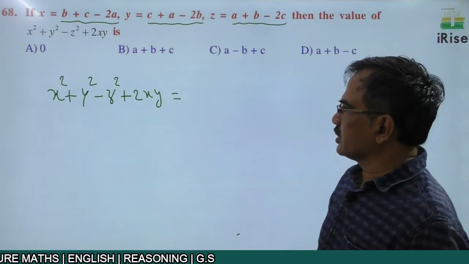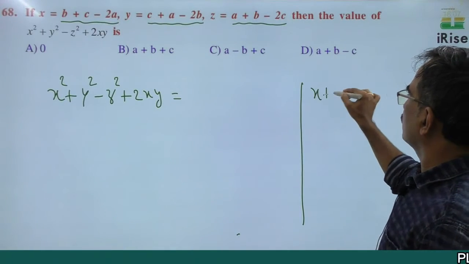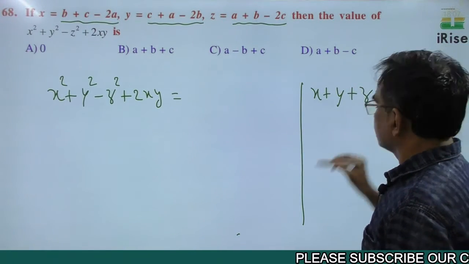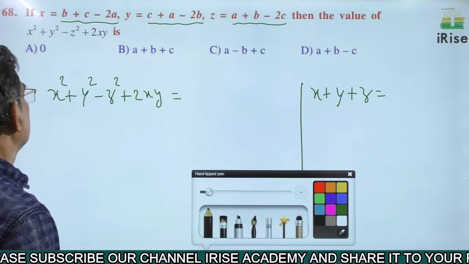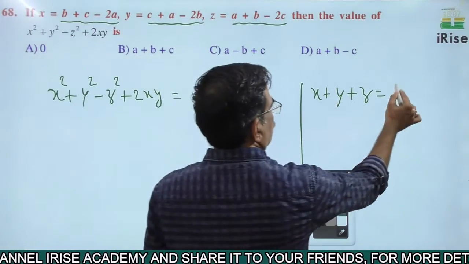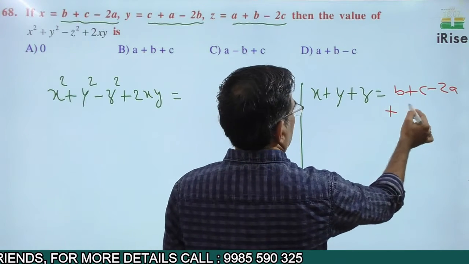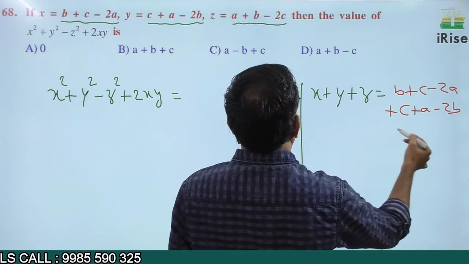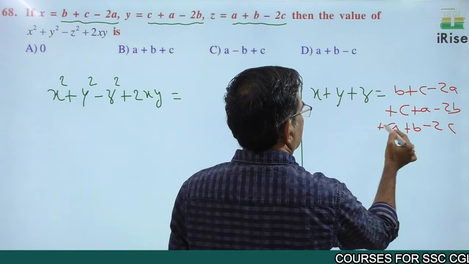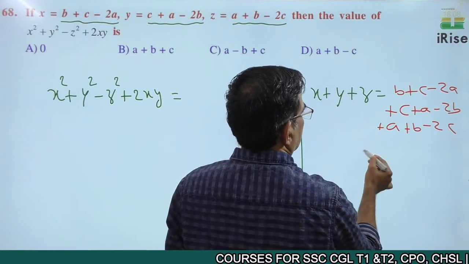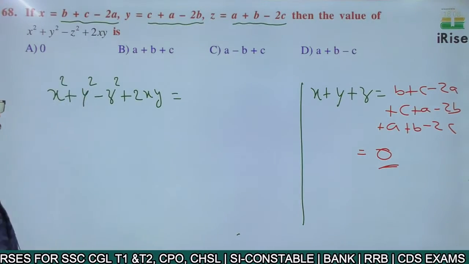So to solve this, first, what is x plus y plus z? Here x is b plus c minus 2a, y is c plus a minus 2b, z is a plus b minus 2c. If you add these three, then we get the value 0. x plus y plus z is 0.